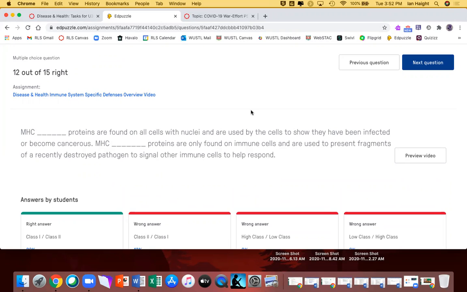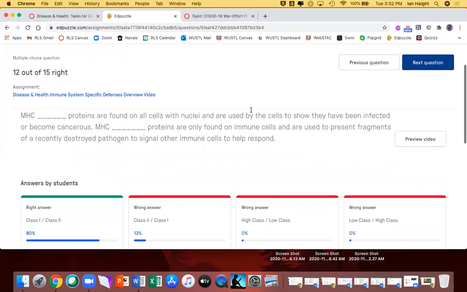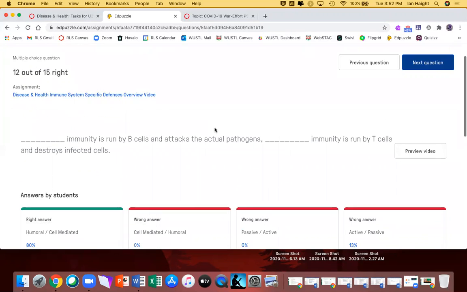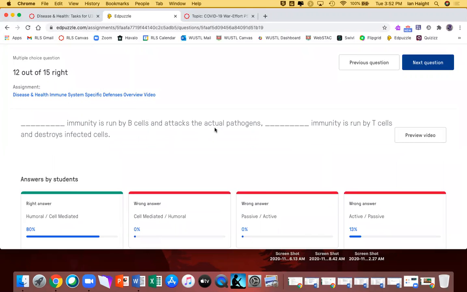Class 2 is what your immune cells have, very good, and looks like most of you got that. And they use that to sort of signal others to help in the resistance or the fight against that. So humoral, and this is just to keep driving this home, humoral immunity is run by B cells. It attacks the pathogen, right?